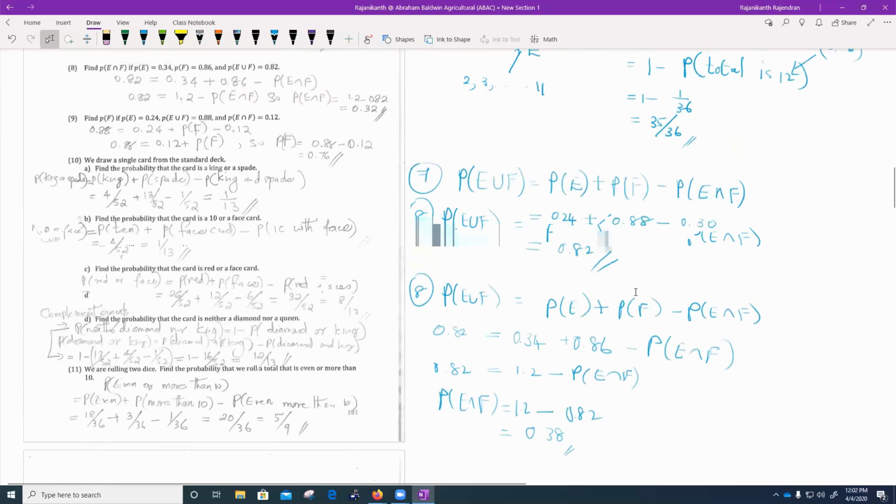All right. So you could try number 9 in a similar way, right? You are asked to find, now P of F is the question. So you don't know P of F, and then do the same thing like earlier, and it should be super easy. Okay. So now look at number 10. We draw a single card from the standard card pack. Find the probability that the card is a king or a spade.